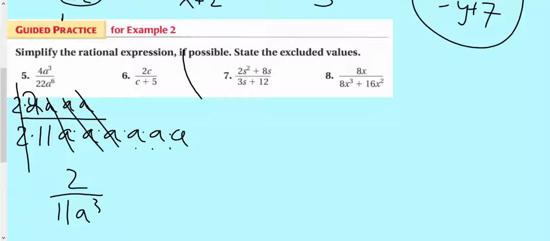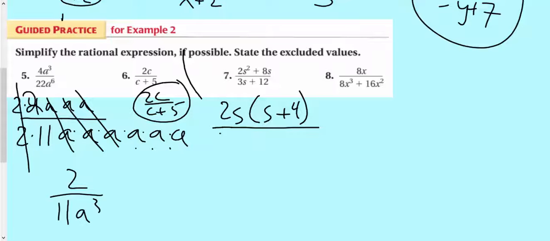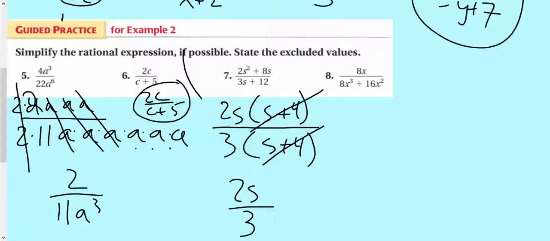Number 6. This one doesn't factor. It's already done. There's no reducing. Number 7. I'm going to factor out the GCF. 2s comes out of the top. S plus 4 is left over. You can factor 3 out of the bottom. S plus 4 is also left over. That works out really nicely. Those are gone. And we have 2s divided by 3.